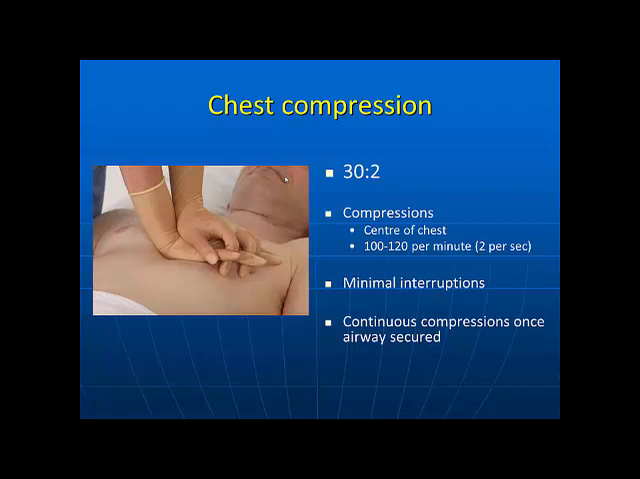The aim is minimal interruptions, and if an airway is put in, either an endotracheal tube or an LMA, if it is sitting well and it doesn't have much of a leak, then you can do asynchronous compressions. Just continue at 100 a minute, followed by 8 to 10 breaths per minute.